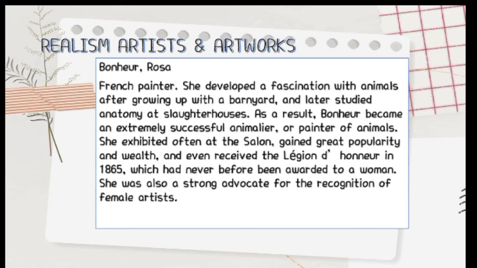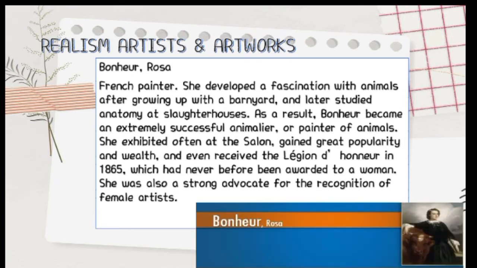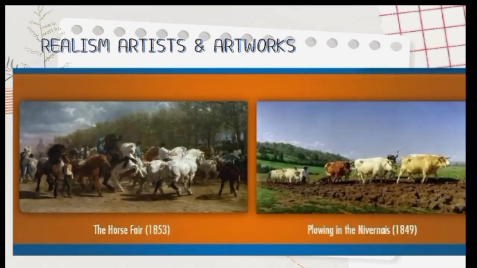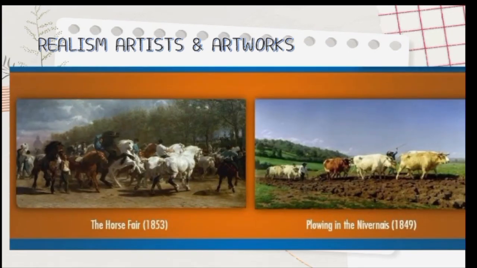She exhibited often at the Salon, gained great popularity and wealth, and even received the Legion d'Honneur in 1865, which had never before been awarded to a woman. She was also a strong advocate for the recognition of female artists. These are some examples of Rosa Bonheur artworks: The Horse Fair, 1853, and The Plowing in the Nivernais, 1849.